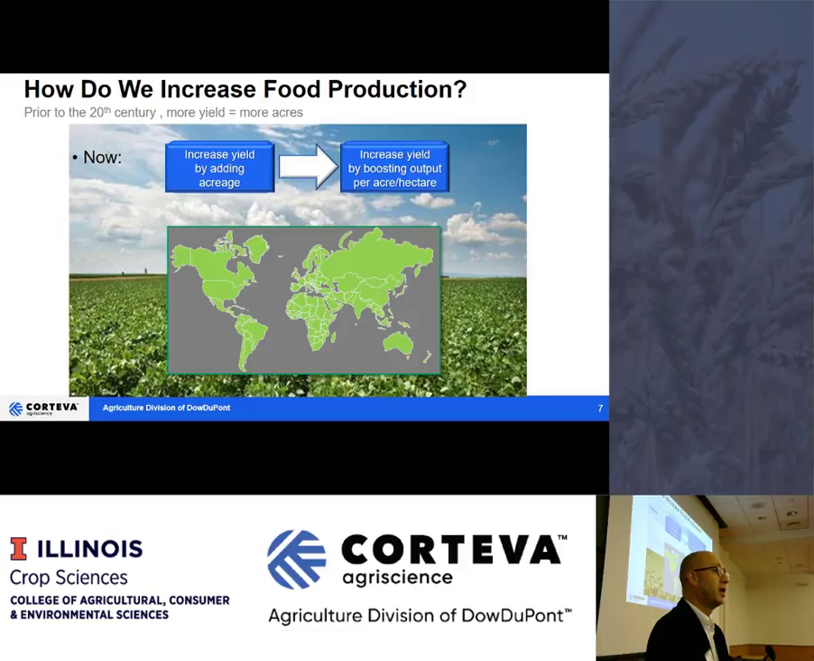So the challenge for us today is that we need to produce more output for every unit of area that we have. The amount of land is not going to increase. It's probably going to be reduced if management practices don't prevent erosion from becoming a problem. But the reality is we need to increase output per area of land.